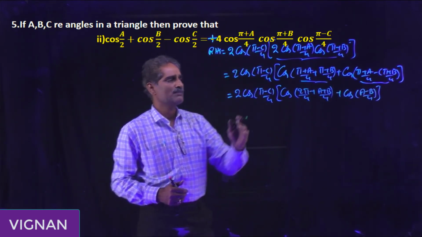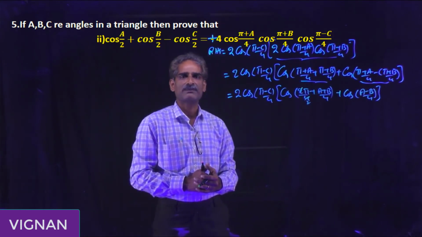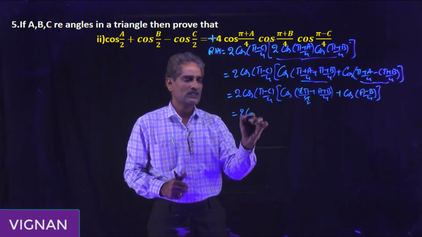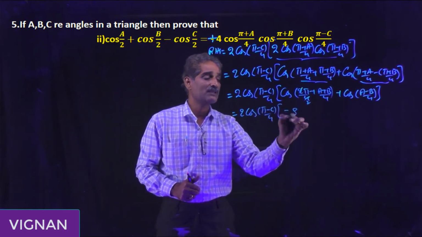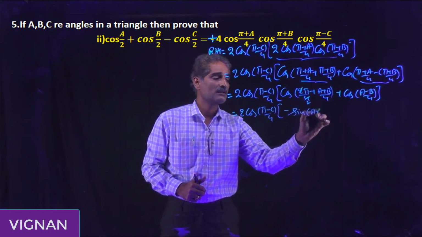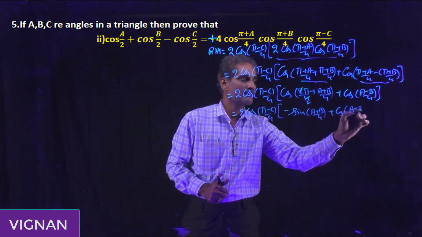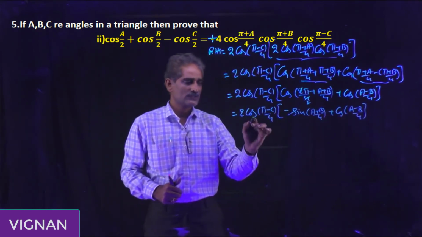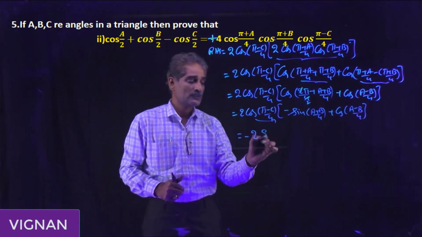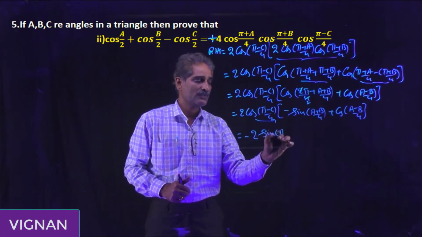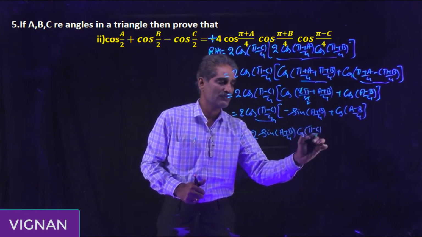Understand? Just simply, what is the value of this one? Cos of (90 plus theta) is minus sin theta. Okay. Next, 2 into cos of (pi minus C) by 4 into cos of (90 plus theta), which is minus sin theta, plus the cos theta form. Just multiplying by this, we will get minus 2 into sin of (A plus B) by 4 into cos of (pi minus C) by 4.